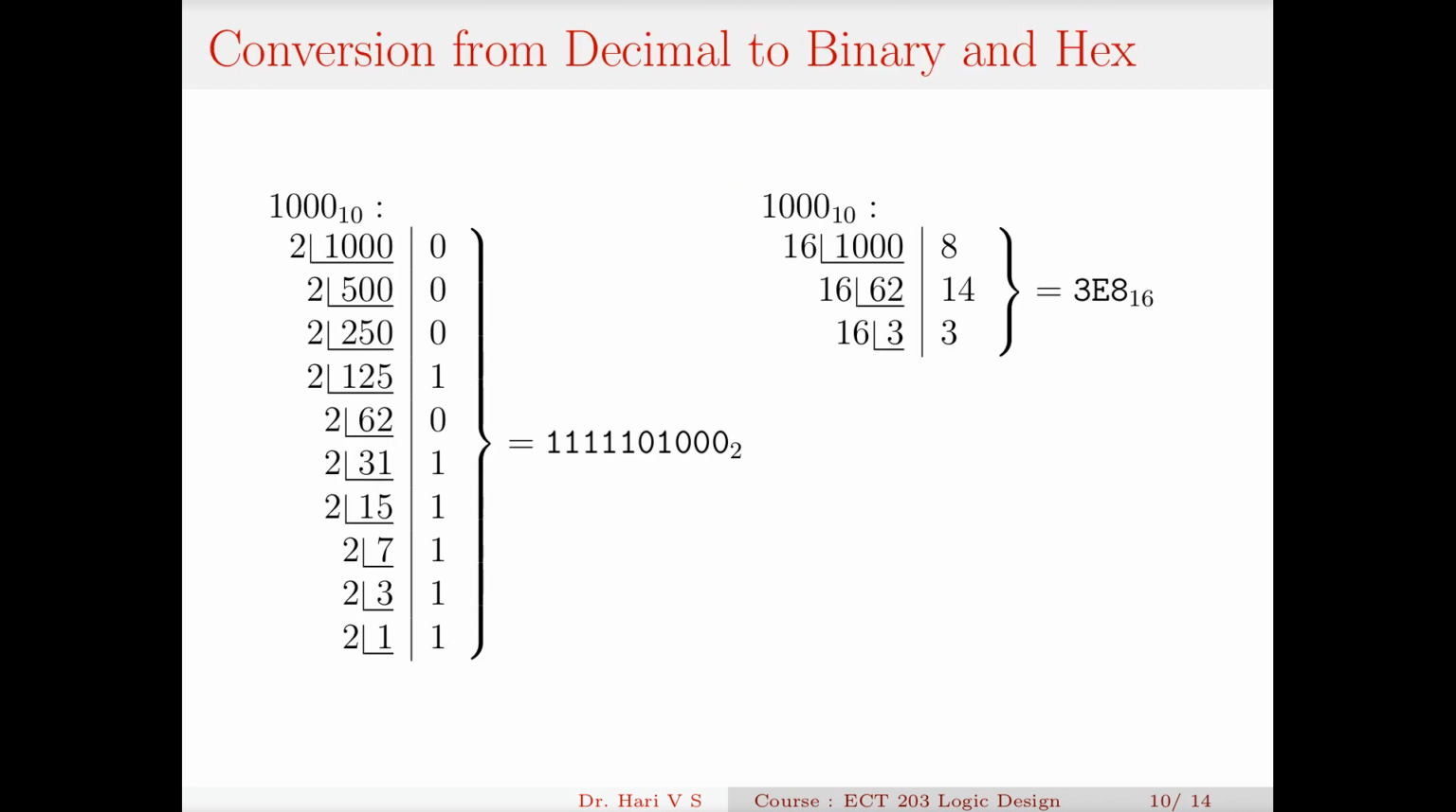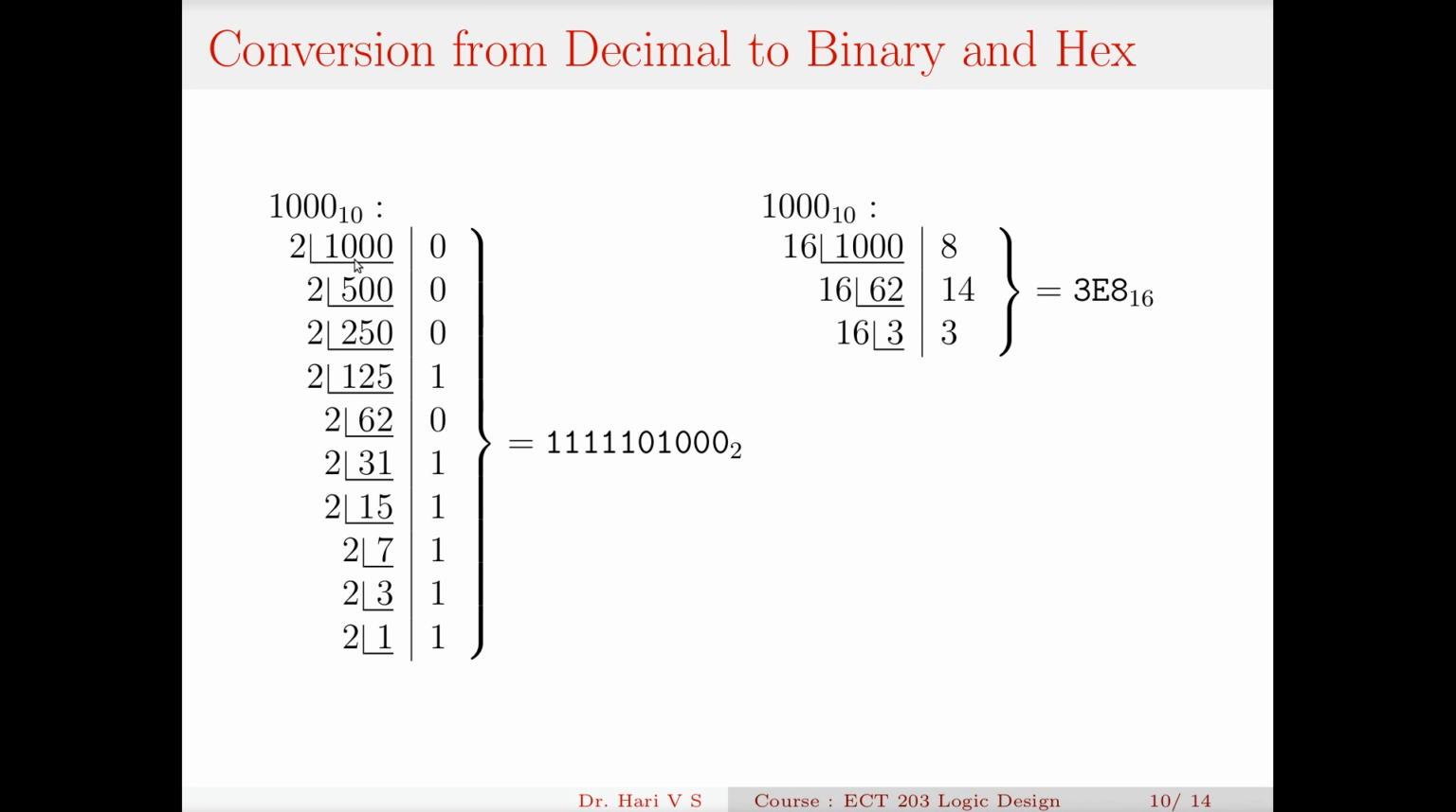Now this conversion from decimal to binary and hex is pretty straightforward. Probably you learned it in your school classes. If I have a decimal number like 1000, I repeatedly divide by 2, and I take these remainders. These remainders form the bits for my binary number.